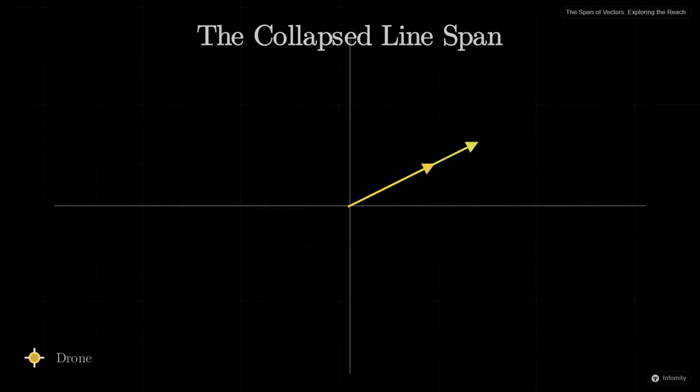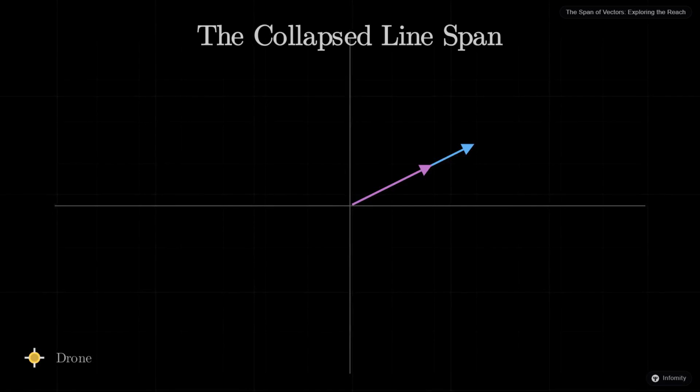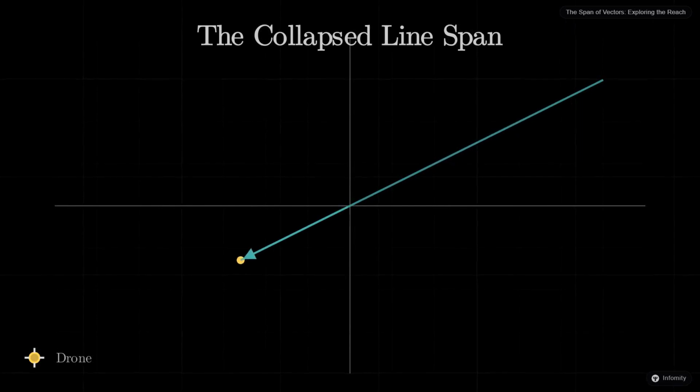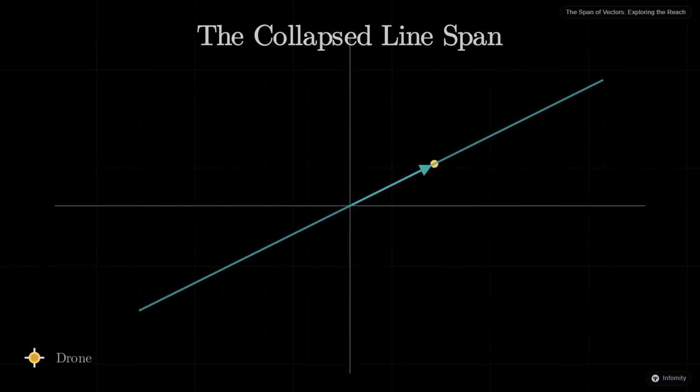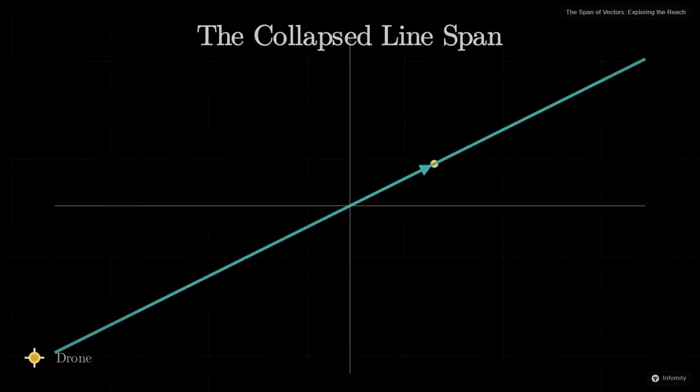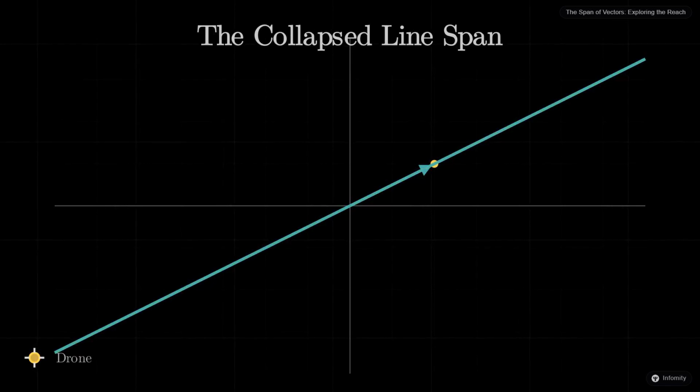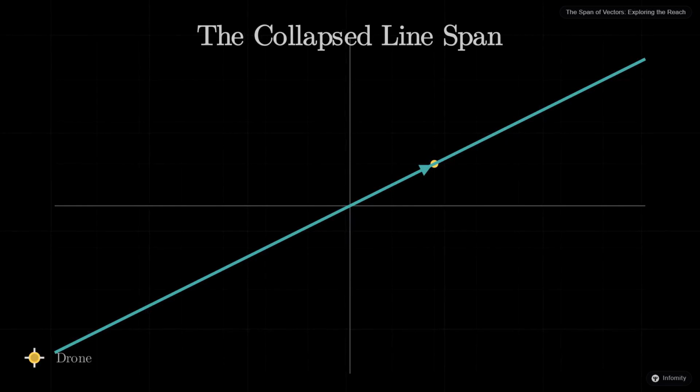Now both dial A and dial B move the drone along the exact same line. No matter how much we turn the dials, we can only slide back and forth along this single track. Because our vectors are collinear, their span collapses from a full two-dimensional plane down to just a single line.